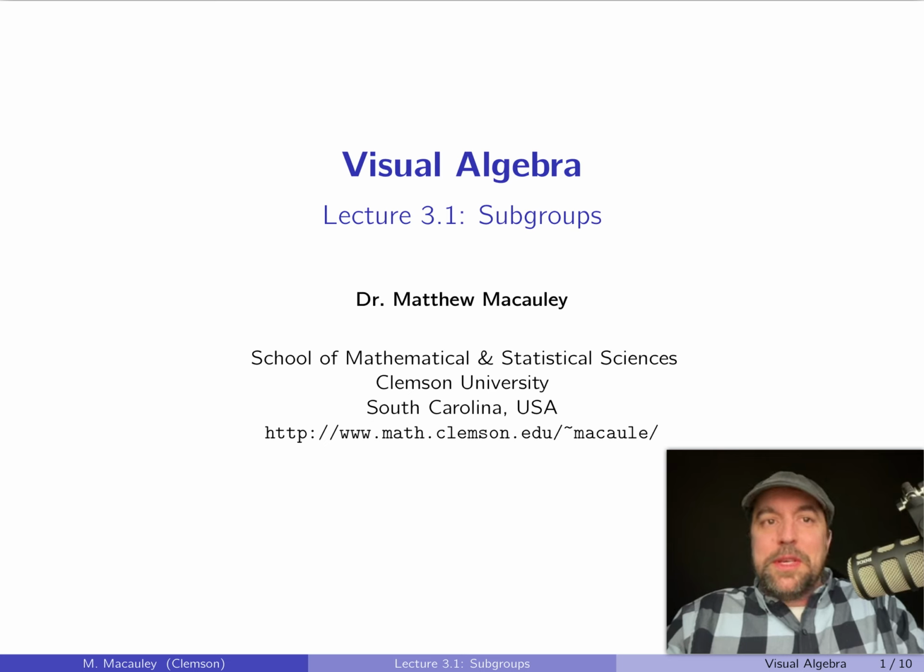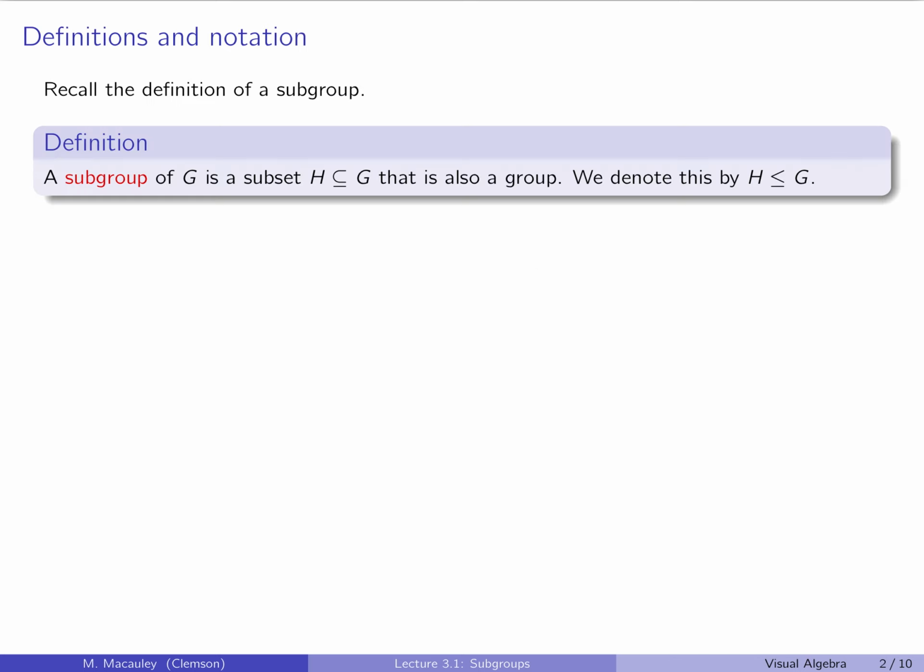In this lecture, we'll see the subgroup lattices of both groups of order 4 and of order 6. We'll also prove a few basic properties about subgroups, their intersections, their generating sets, subgroups of cyclic groups, and the so-called one-step subgroup test. Let's start by recalling the definition of a subgroup. A subgroup of G is a subset H that is also a group. We denote this with this less than or equal to symbol.